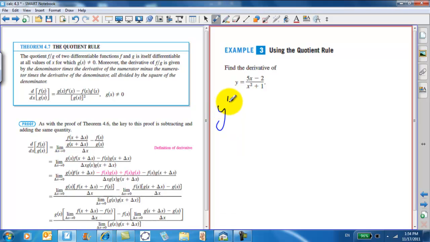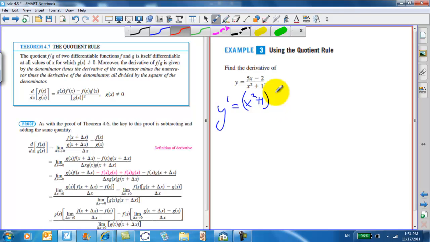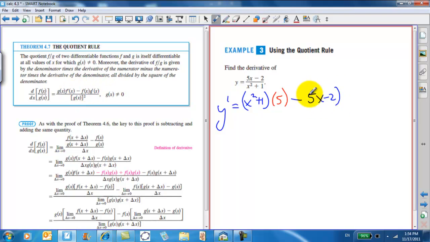So the derivative, y prime, is going to be the bottom function g of x, that's x squared plus 1, times the derivative of the top function. I'm just going to do the derivatives in red here. The top function's derivative would be 5. Minus, now according to this, f of x, we're going to leave the top function alone, 5x minus 2, and take the derivative of the bottom function, which is this x squared plus 1. So the derivative of that would be 2x. All over the bottom function squared. There you go.